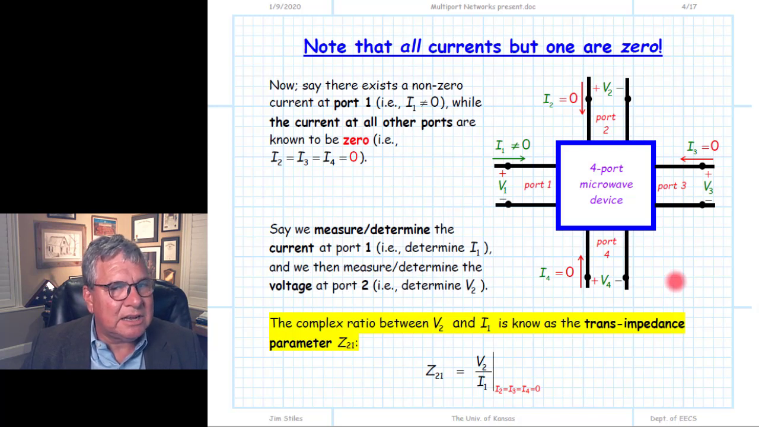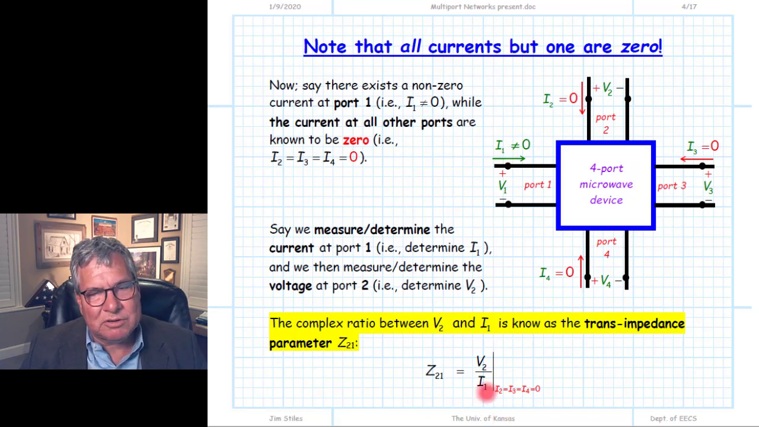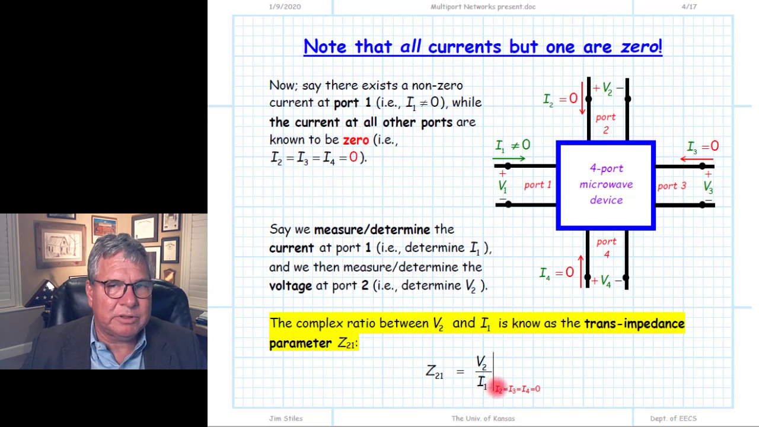Let's say we want to find the trans-impedance parameter we'll call Z21. What is Z21? Well, it's impedance, so it's a ratio of a voltage to a current. But instead of taking the ratio of, let's say, voltage V1 to current I1, we're going to take the ratio of voltage V2 to current I1. And this is why we call it a trans-impedance parameter. It's a transfer impedance, the relationship between the current at port 1 and the voltage at port 2. So we take the ratio of V2 to I1 and we get a complex number. Notice this complex number is only valid if all of the other currents are equal to zero.